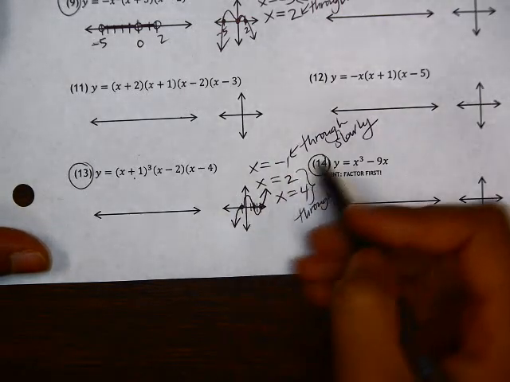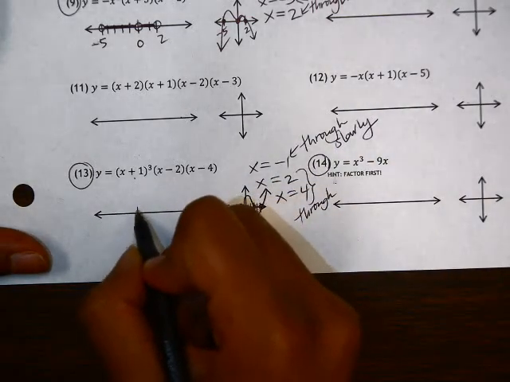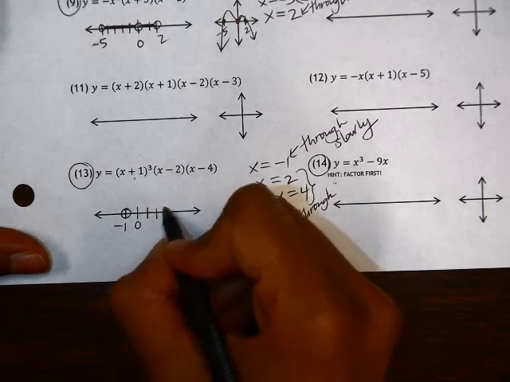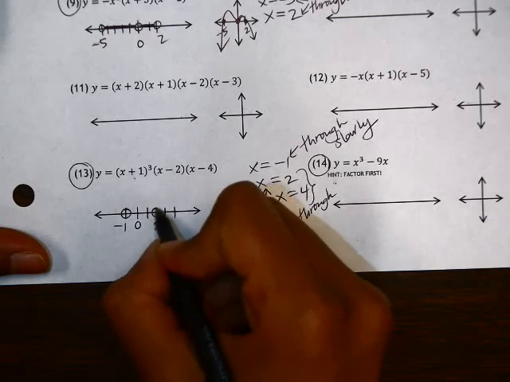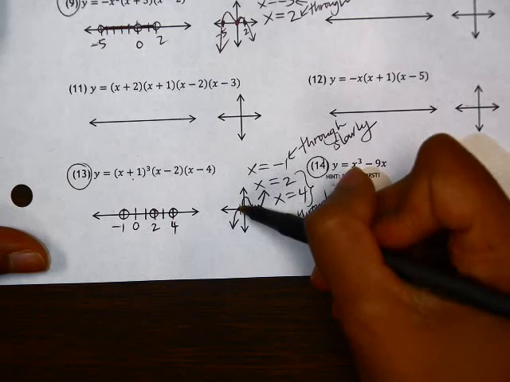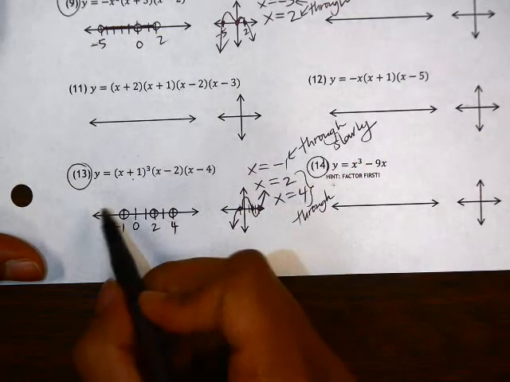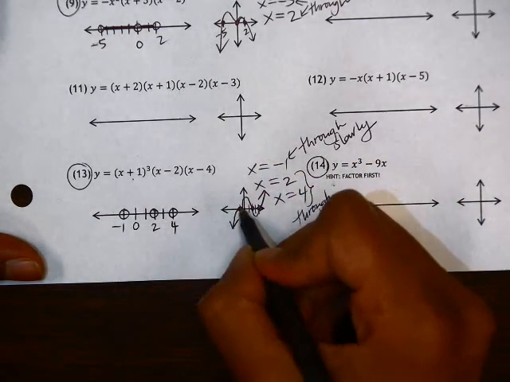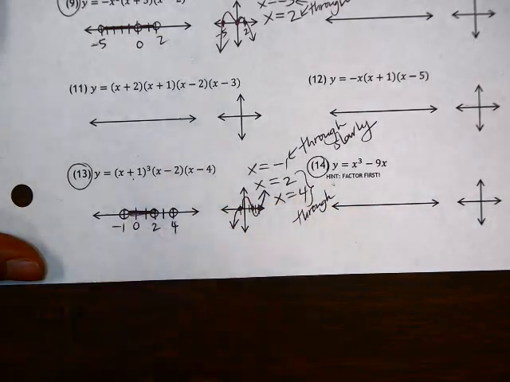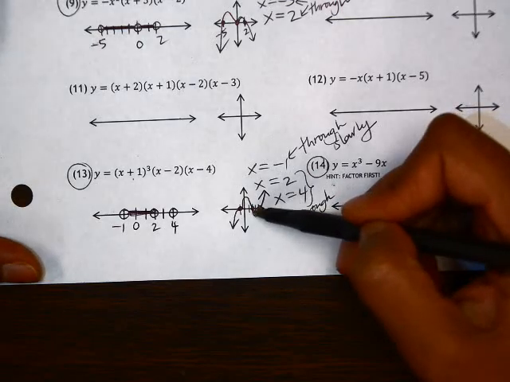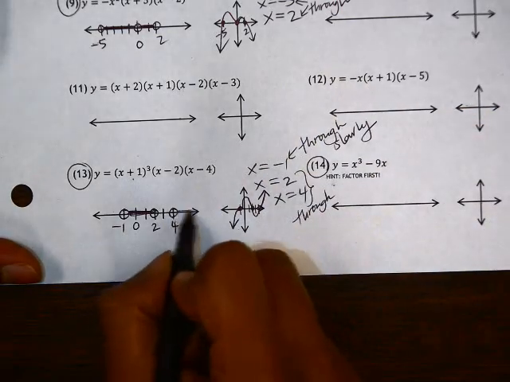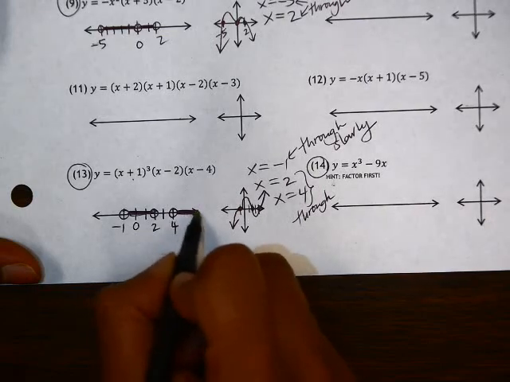So sketching a number line for this, I need roots at negative 1, 2, and 4. When I'm less than negative 1, my graph is negative, so unshaded. Between negative 1 and 2, the graph is positive, so shaded. Between 2 and 4, the graph is negative, so unshaded. And greater than 4, the graph is positive, so that is shaded.